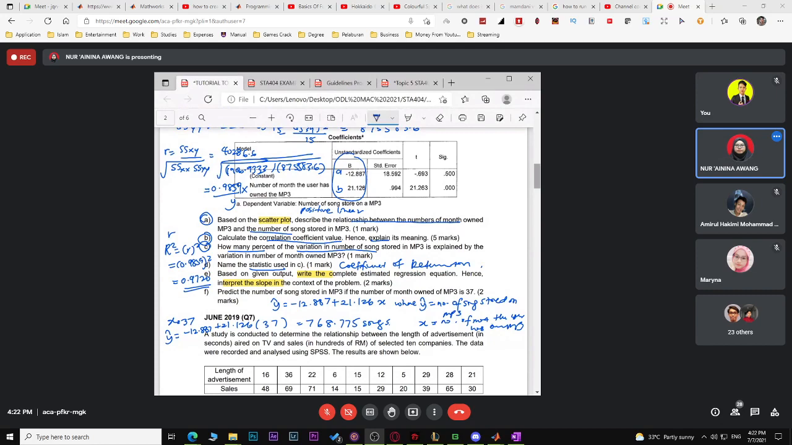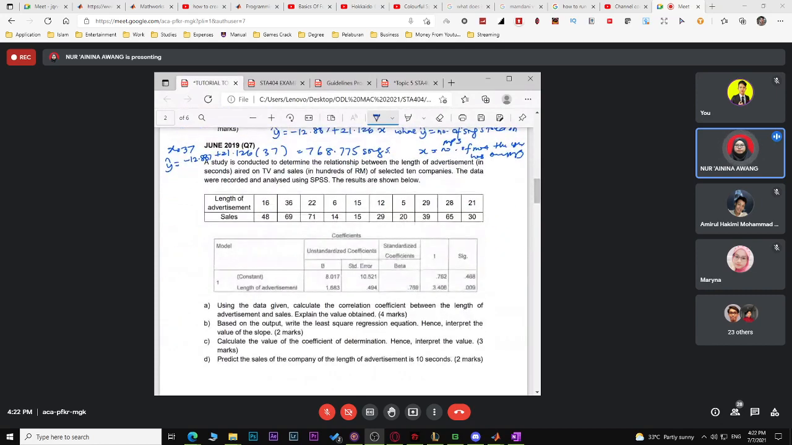Okay, June 2019. So in this question, the question only gives you data and also the Minitab output for the coefficient table. So you have data on the length of the advertisement on the TV, and also the sales in hundreds of RM. So make sure when the questions involve money, you check the unit carefully. So in this case it involves hundreds. This is important when you want to do the interpretation.